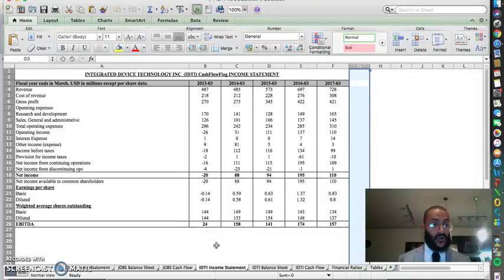And of course it shows the earnings per share, weighted average shares outstanding, and as a result the EBITDA starts at 24 in 2013. In 2014 it was 158. In 2015 it was 141. In 2016 it goes up to 174, and the last year of 2017 it goes a little bit down to 157.